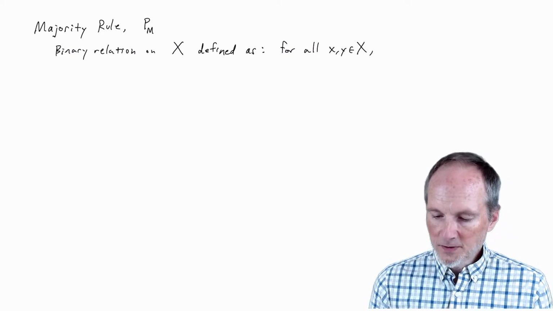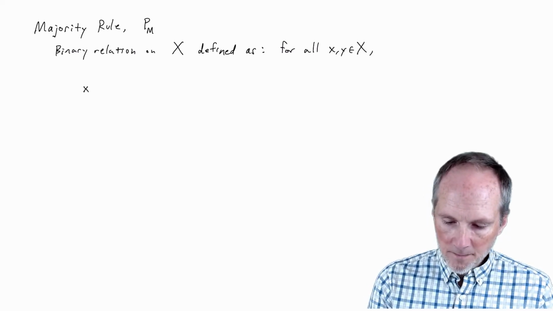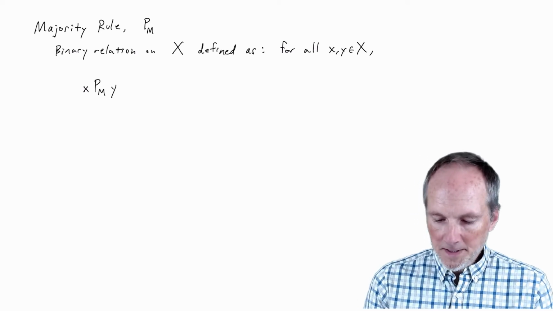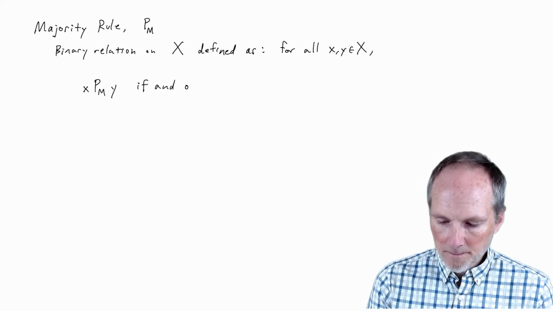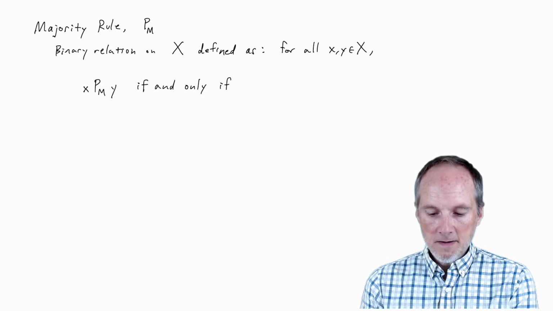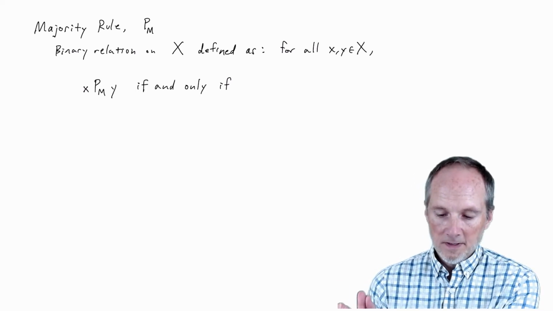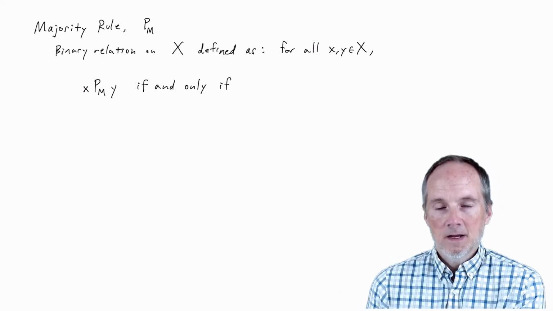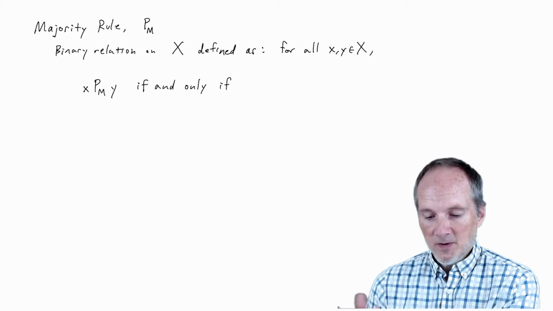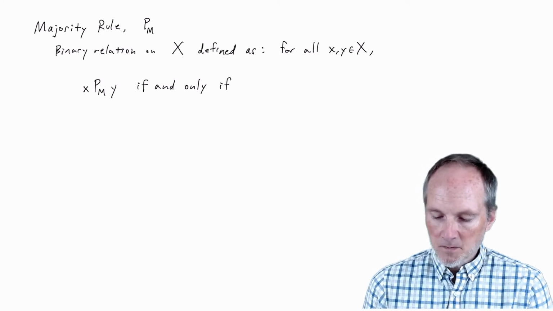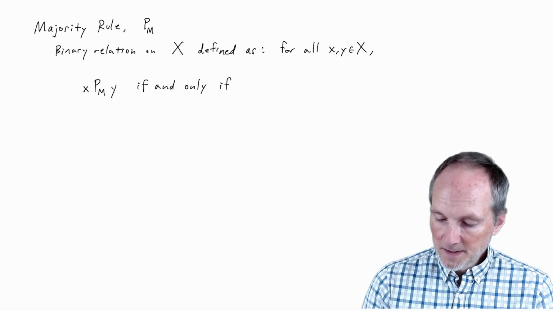For any two alternatives, let's say x and y, we'll say that x beats y according to majority rule if and only if... intuitively we're just going to have a vote. We'll say raise hands if you like x more than y, and raise hands if you like y more than x, and x wins if it gets more votes.